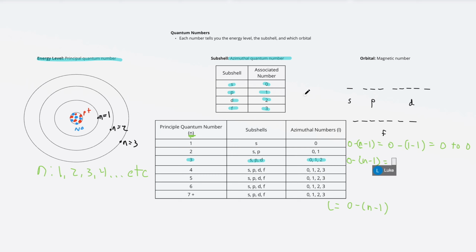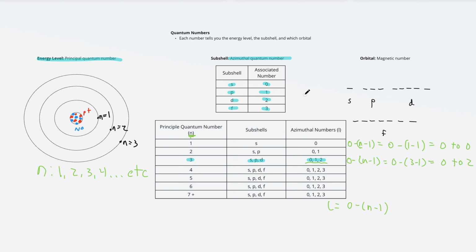So we go 0 to 3 minus 1, which is going to equal 0 to 2. And then sure enough, if you look at your azimuthal numbers, we do contain 0, 1, and 2 because it has the S, P, and D subshells.